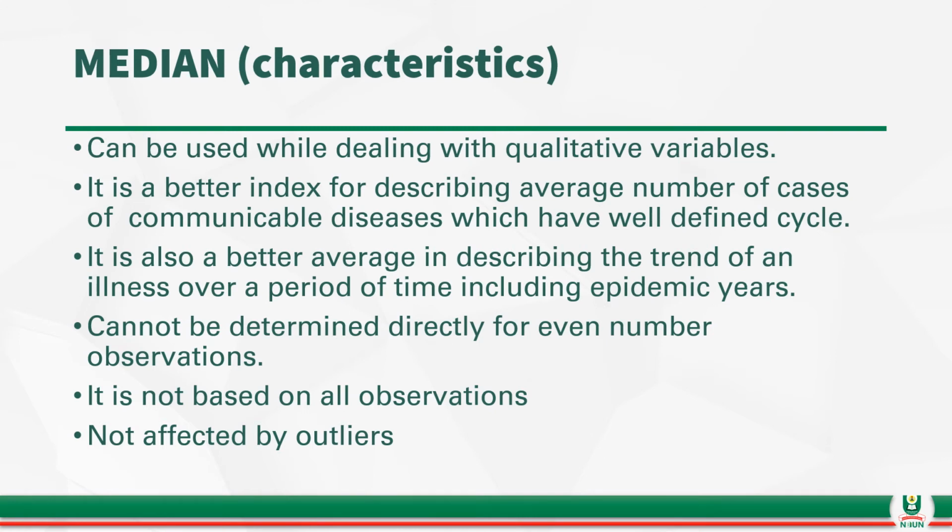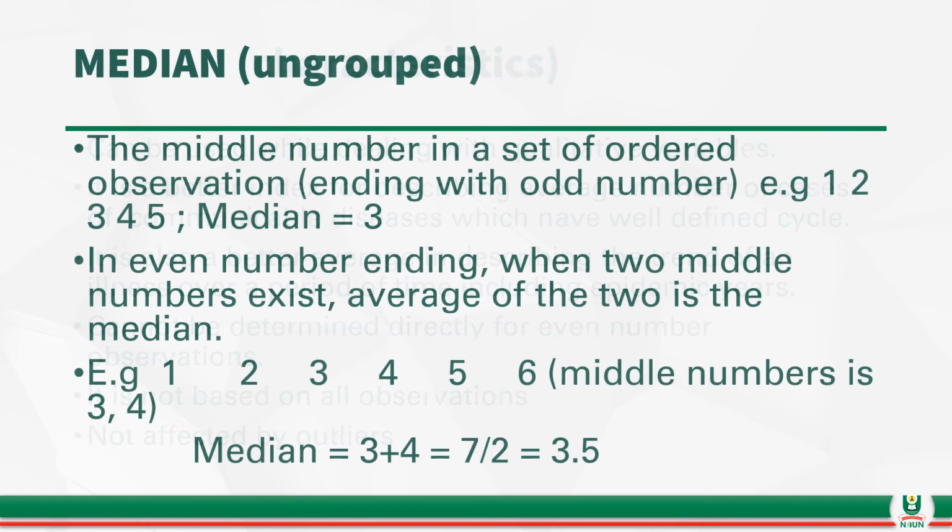It is a better index for describing the average number of cases of communicable diseases which have well-defined cycles. It's also a better average in describing the trend of an illness over a period of time, including epidemic years. It cannot be determined directly for an even number of observations and is not based on all observations, unlike the mean, which is based on all observations. It is not affected by outliers.